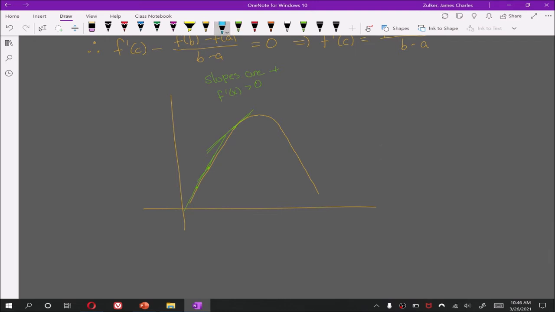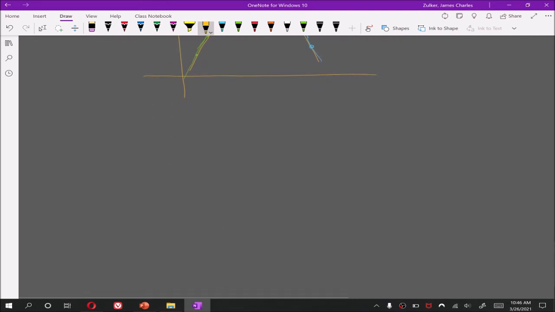On the other side, if we draw the tangent lines, you should notice, right, that all of the slopes are negative. In other words, f prime of x is less than 0. This observation is now formally stated as our test for increasing, decreasing.